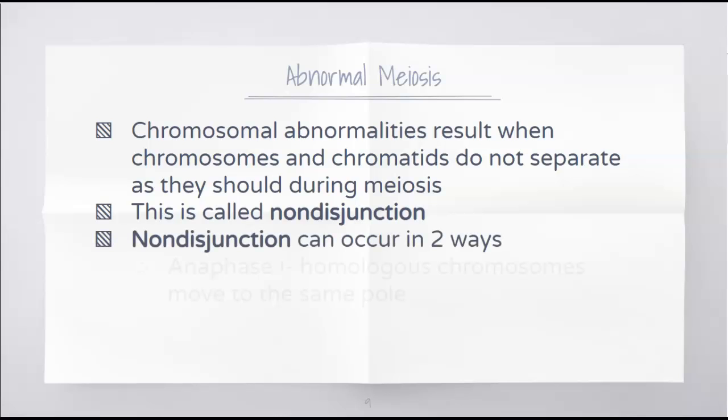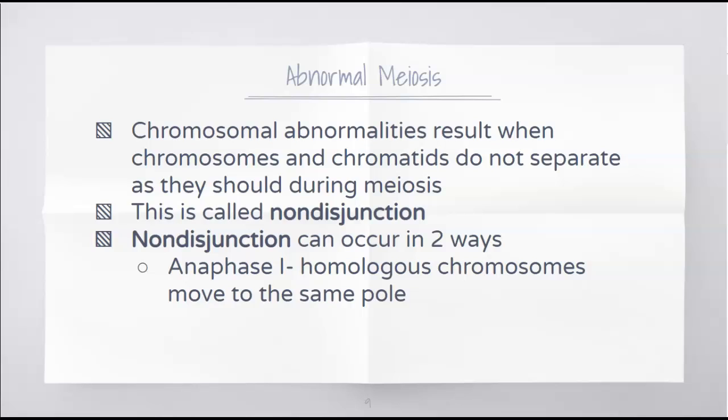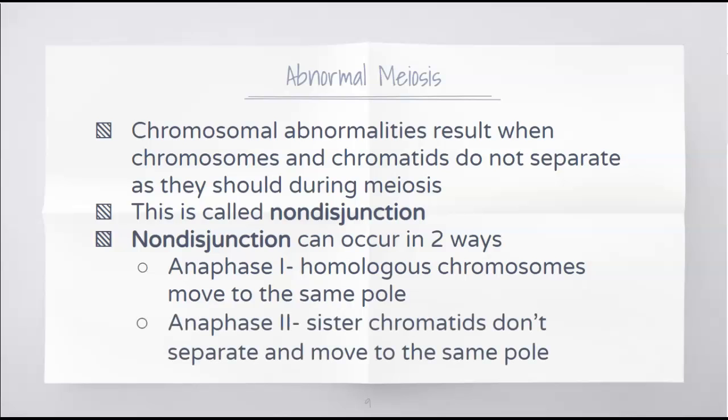Nondisjunction occurs in a couple of ways. There's nondisjunction in anaphase 1, which essentially means homologous chromosomes move to the same pole. And then there's anaphase 2 nondisjunction, essentially where the sister chromatids don't separate, which is what you saw in the last example with sister chromatids not separating.